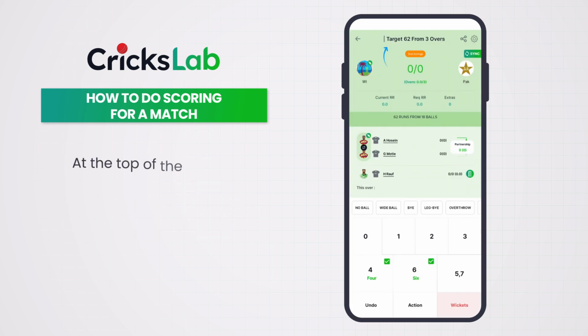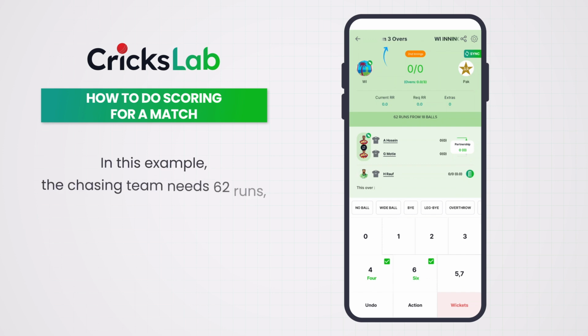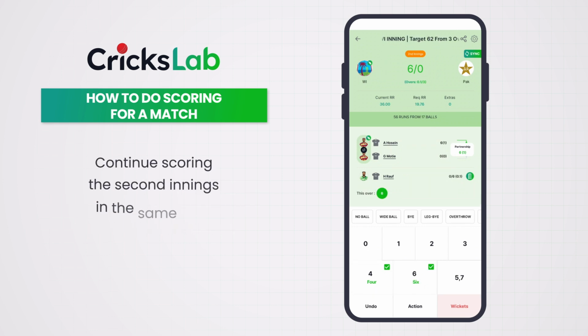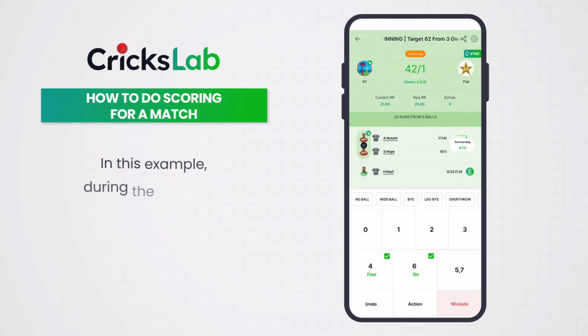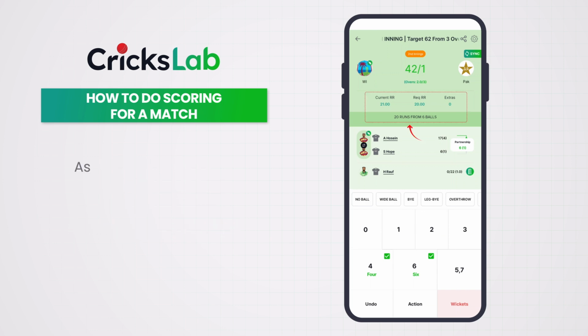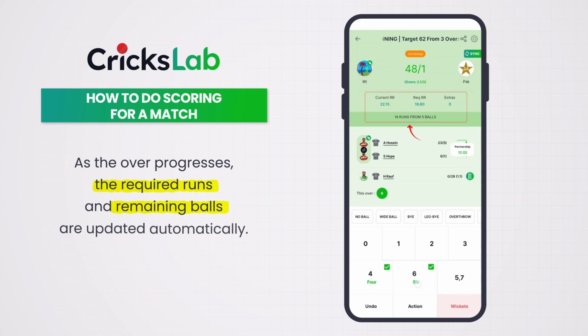At the top of the screen, you'll now see the target. In this example, the chasing team needs 62 runs, along with the remaining balls and innings information. Continue scoring the second innings in the same way. In this example, during the final over, the batting team initially required 20 runs. As the over progresses, the required runs and remaining balls are updated automatically.